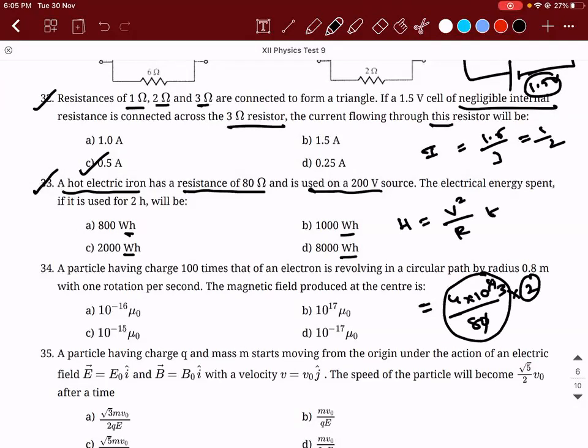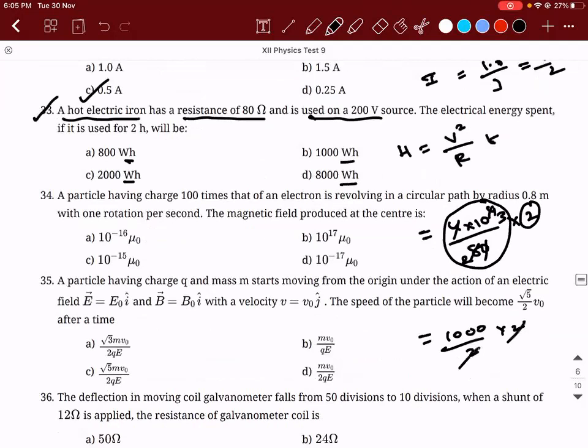So this goes 3 times, this goes 2 times. So 1000 divided by 2 into 2. So this and this will get cancelled. So the answer will be 1000 watt-hour. 33, option B is right. Okay.